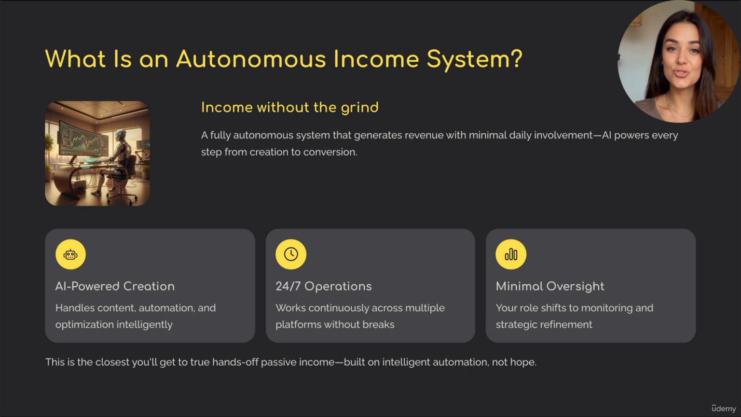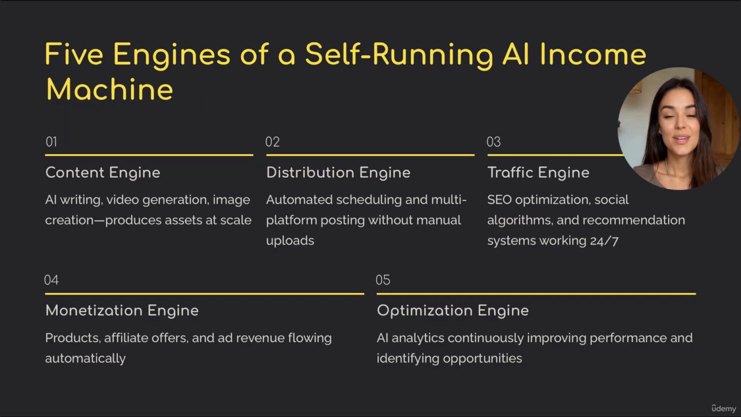Once you design the structure and connect the right tools, the system begins operating continuously, generating traffic, leads, and sales around the clock. Your role shifts from doing the work to simply monitoring performance and making strategic adjustments. This is the closest the digital world gets to hands-off income, and modern AI allows even beginners to build these kinds of systems quickly. A fully autonomous income system has 5 core engines that work together.